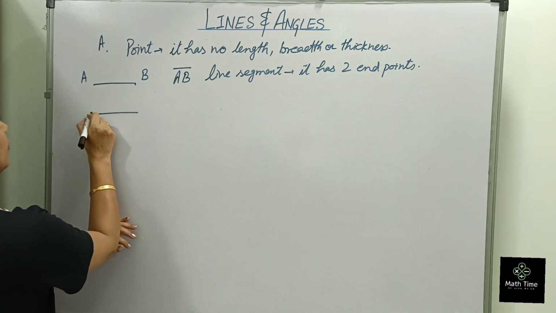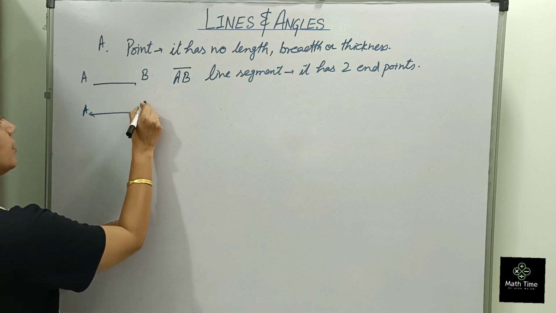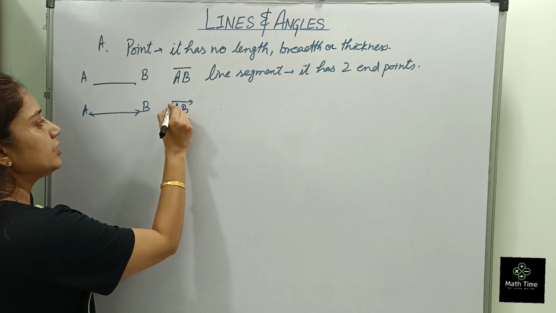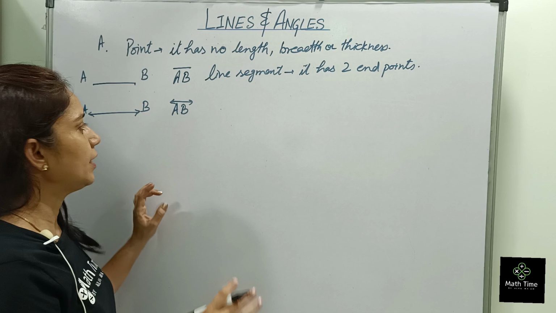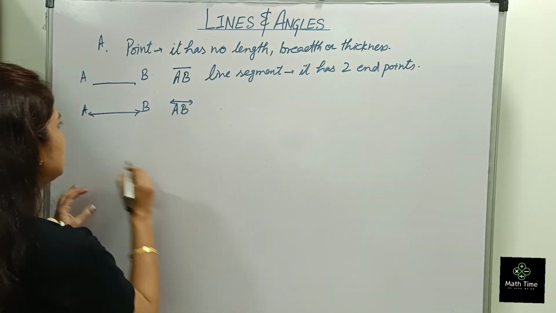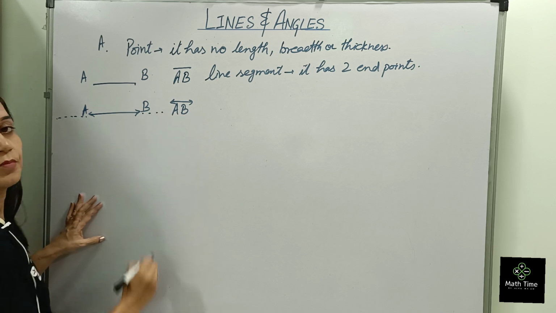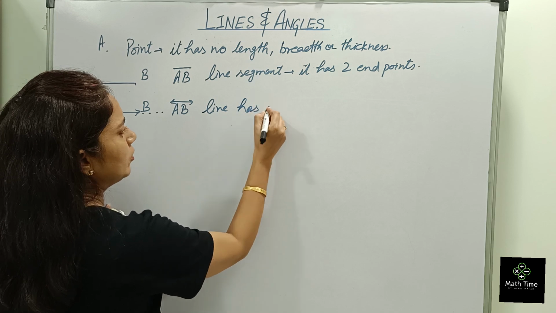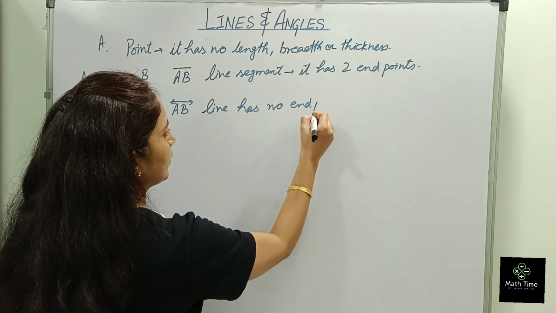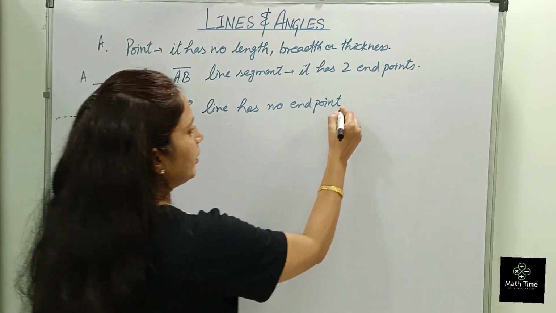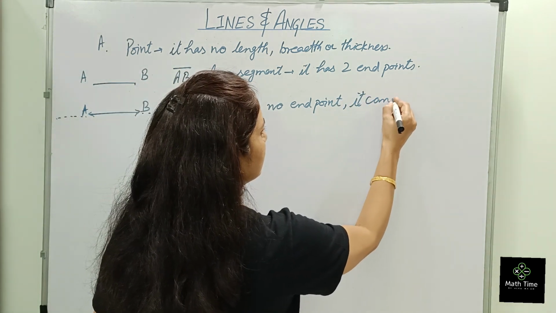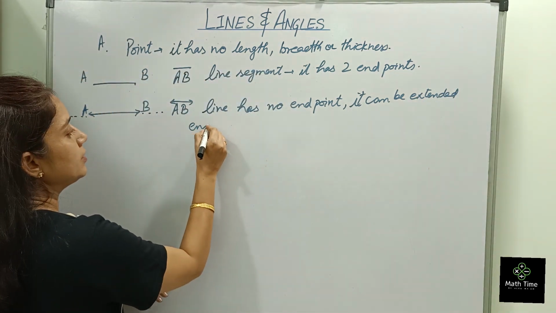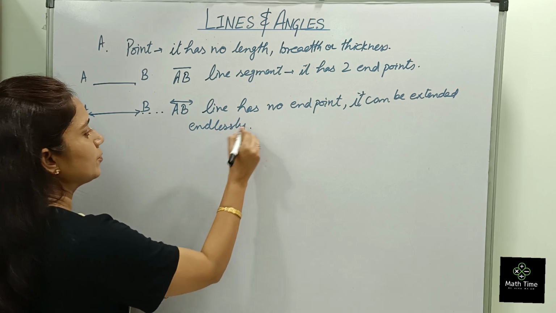After that, you have this type where there are arrows at both ends. It tells us that this is a line which can be extended endlessly in both directions. The arrow tells us that yes, we can extend it in both directions. So a line has no end point. A line has no end point. It can be extended endlessly, जिसका कोई end नहीं, endlessly.